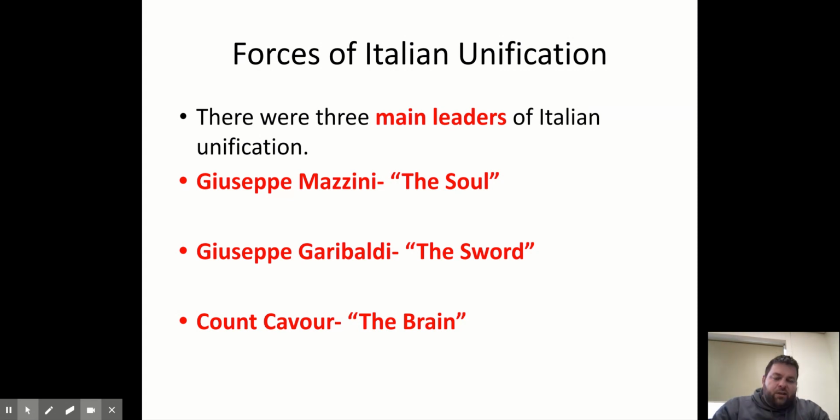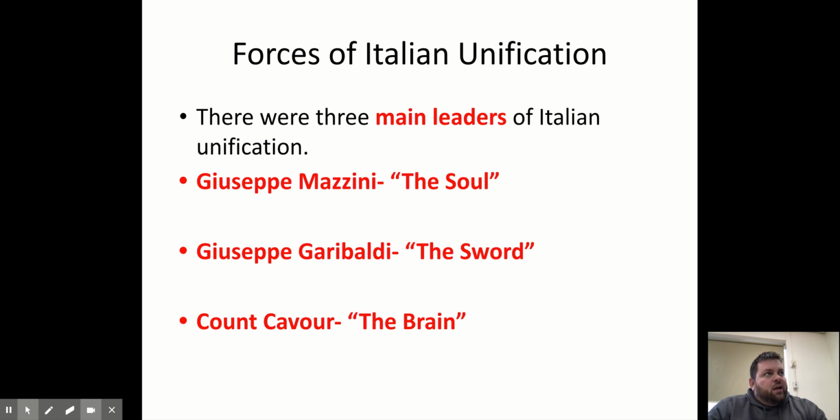Essentially, in order for this unification process to happen, you need to have someone who's the idea guy. You need someone who has the idea of unification and why it's a good idea and how everyone could benefit from it. This takes a luminary, a visionary kind of person to see what the possibilities are and why this is something that needs to be done. And then that person needs to get other people on board with them. And that person is Mazzini.